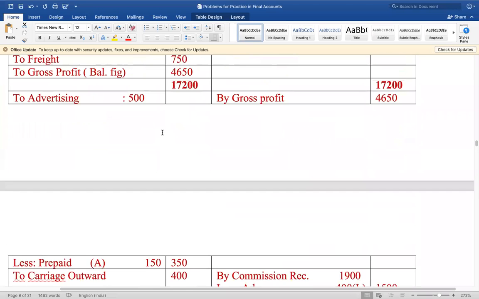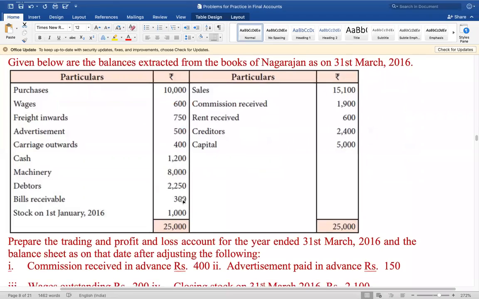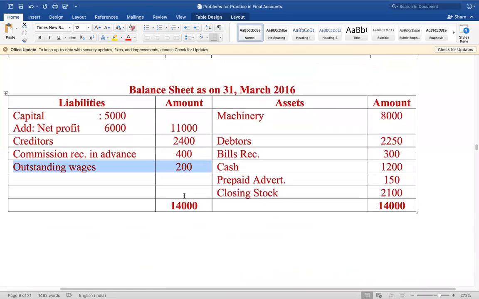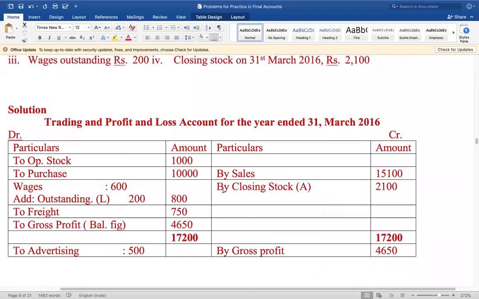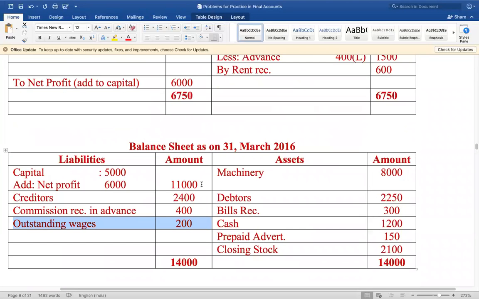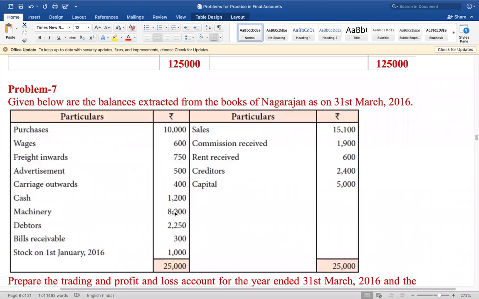And next, come to the assets. What are the assets? First item, machinery, followed by debtors, followed by bills receivable. 8,000, 2,250, 300. After that, take the remaining items. Cash of 1,200. So you have taken all the assets which are appearing from the trial balance.